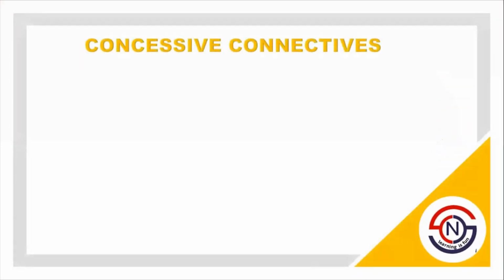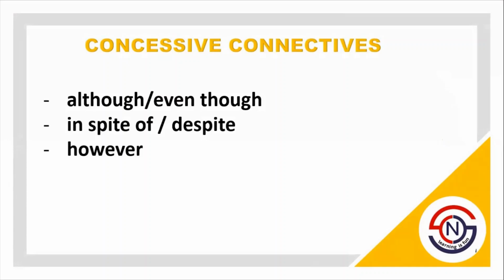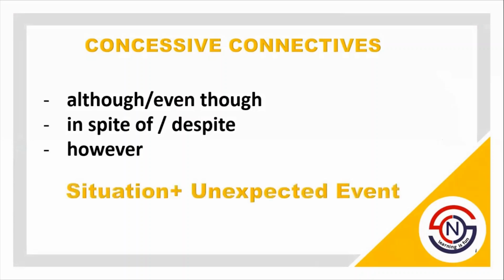We have three concessive connectives in grade 11 English: although, even though, in spite of, despite, and however. They are called concessive connectives because they connect a situation and an unexpected event. So concessive connectives are those which connect a situation and an unexpected event. What exactly does it mean?